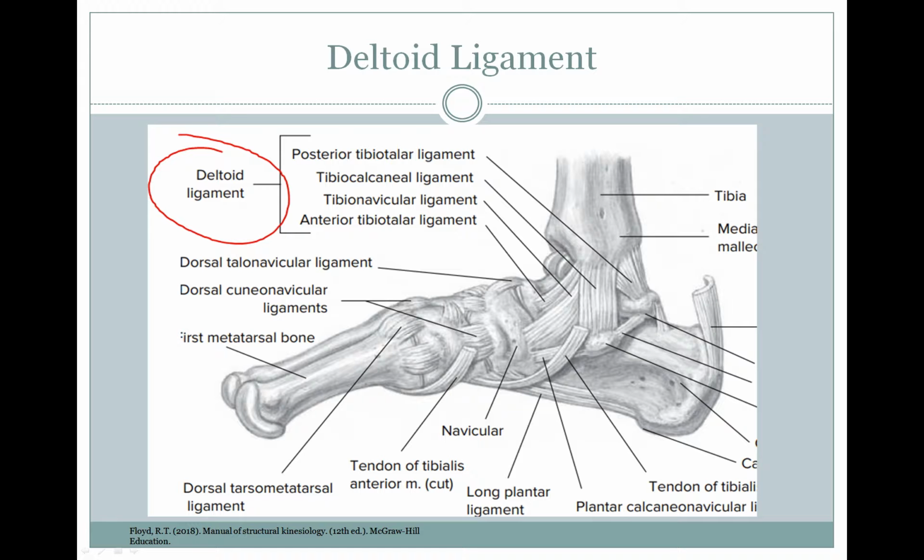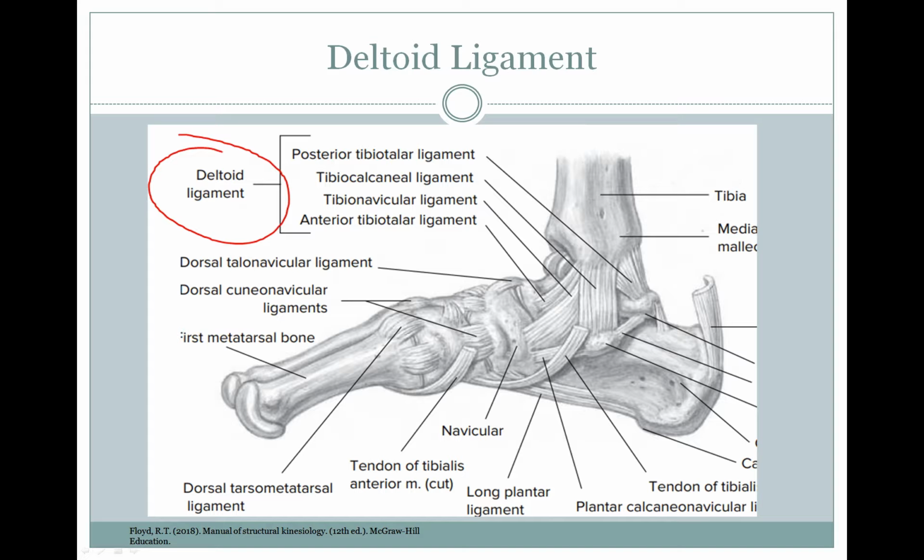When T-stopping without the activation of your inverter muscles, a direct stretch is placed onto this deltoid ligament. The deltoid ligament is made up of the posterior tibio-talar ligament, posterior meaning behind, tibio meaning in relation to your tibia, which is your shin bone, and talar meaning in relation to your talar bone, which is on your foot. The tibio-calcaneal ligament, which connects the tibia to the calcaneus, tibio-navicular ligament, tibia to navicular, and the anterior tibio-talar ligament, again located in the front.